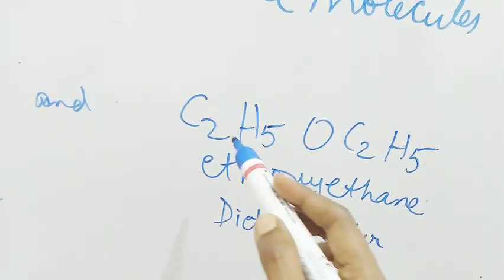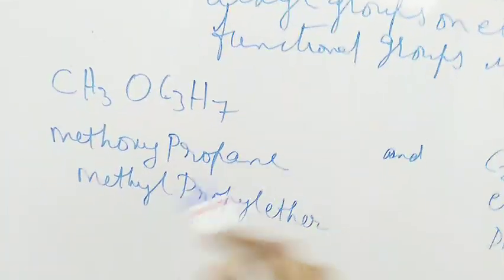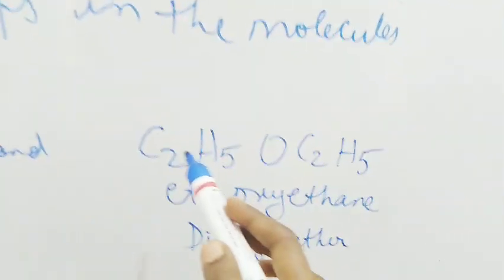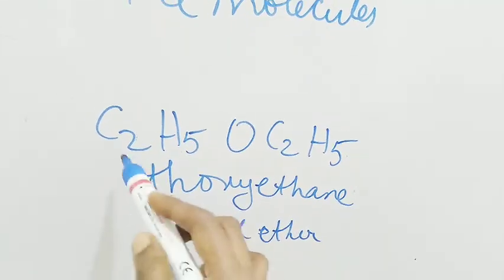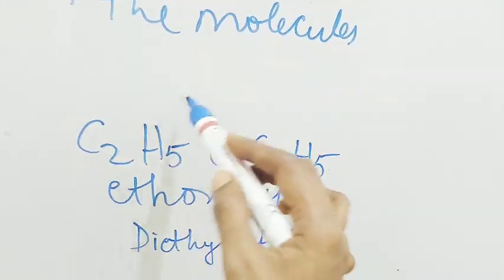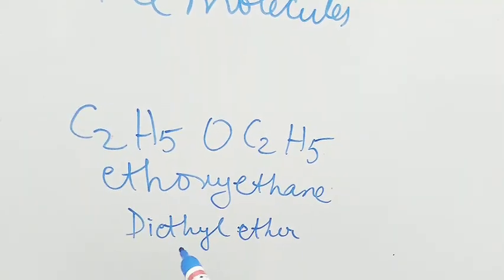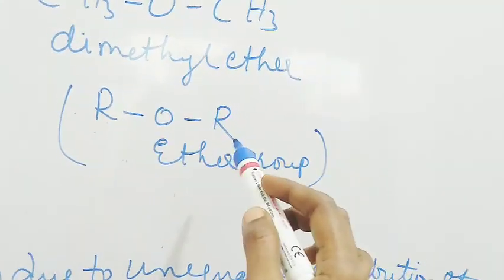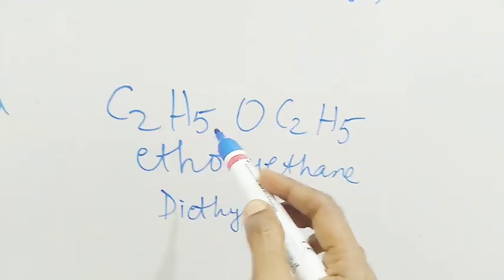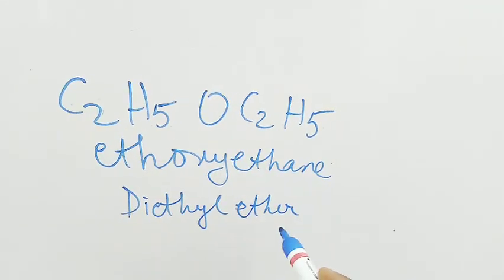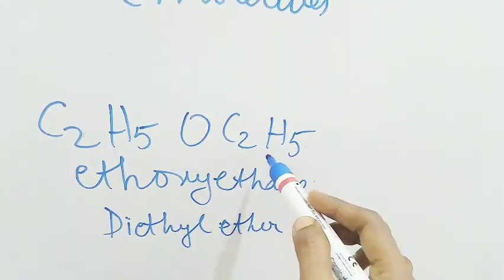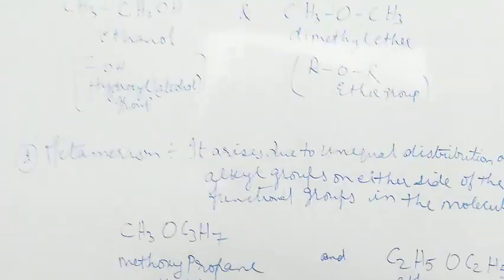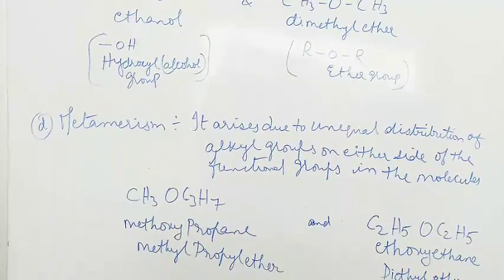Coming to the second example. Now you are comparing these two alkyl groups. Now here C2H5O C2H5. Ethyl, C2H5, is repeated 2 times. So you call it diethyl ether. ROR: C2H5, in the middle O, C2H5. So you call it diethyl ether, or you call it ethoxyethane. So this is about functional isomerism and metamerism.